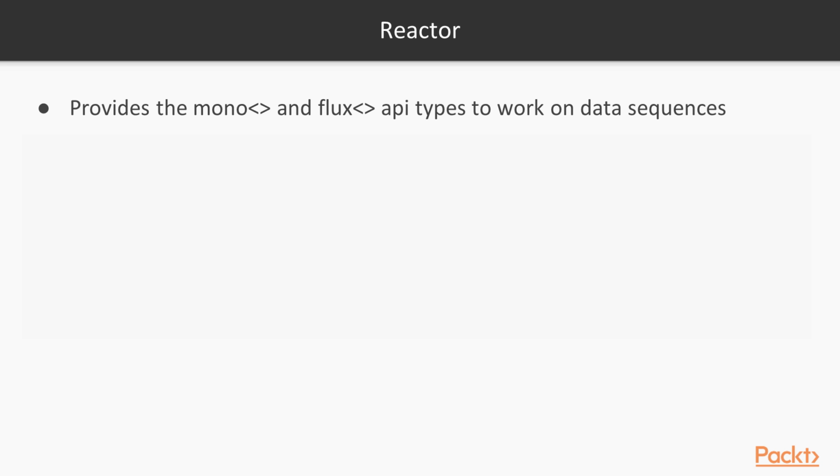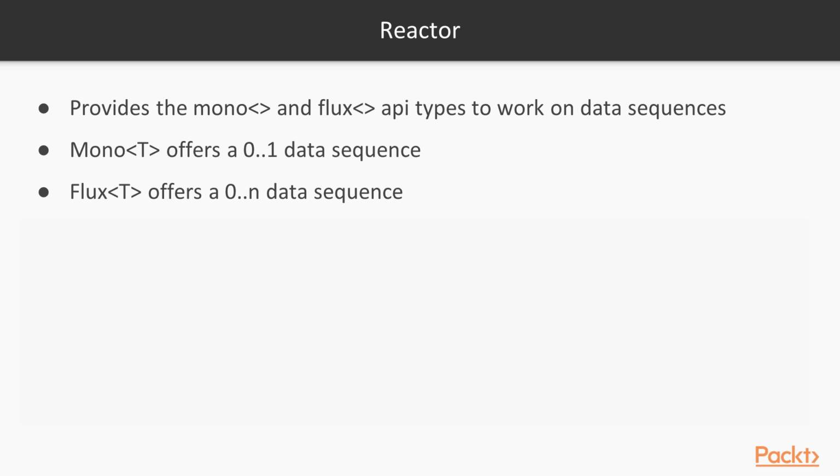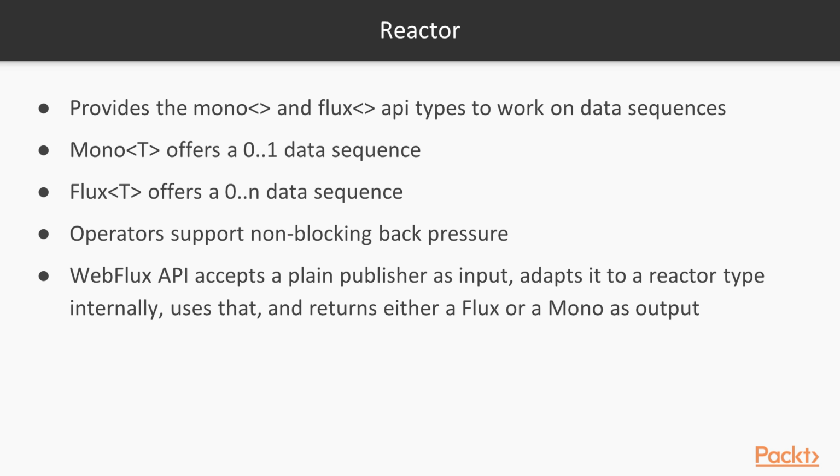The Reactor library itself provides the API types Mono and Flux. Mono offers a zero to one data sequence, and Flux offers a zero to n data sequence. The operators of these data sequences support non-blocking back pressure. A WebFlux API accepts a plain Publisher as input, adapts it to a Reactor type, uses that, and returns a Flux or a Mono as output.